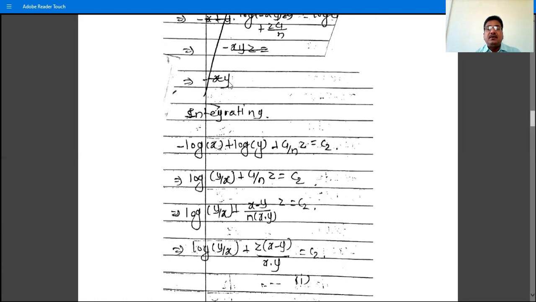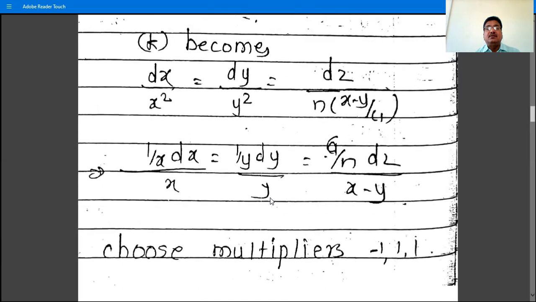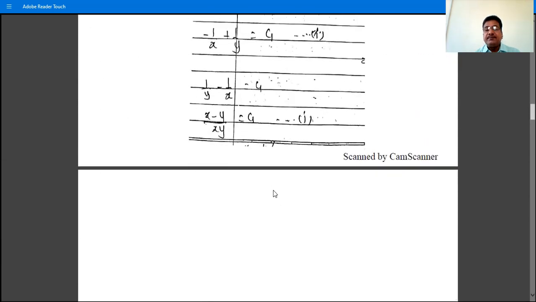And log y minus log x is log y by x. Then resubstitute this c1. The value of c1 is what? The value of c1 is x minus y divided by x by y.